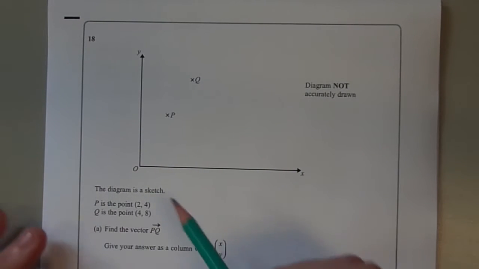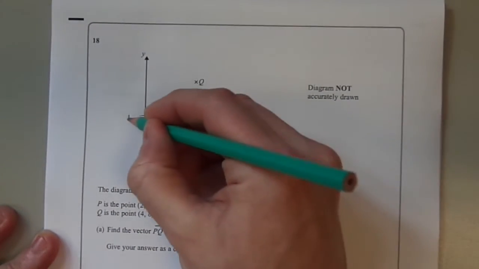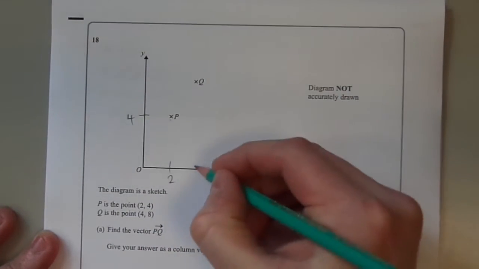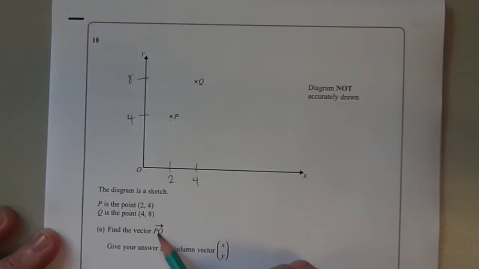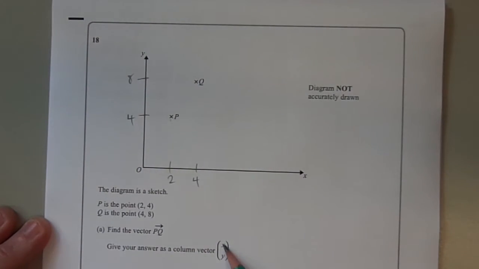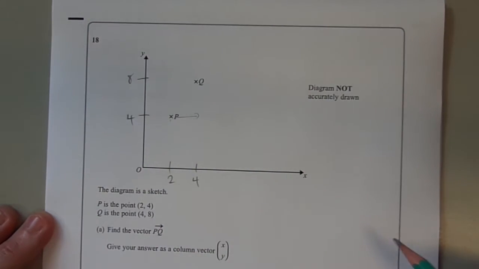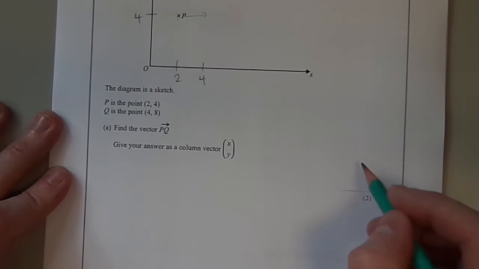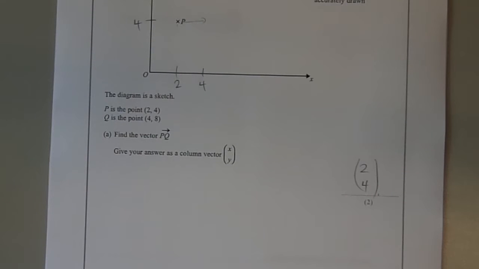Question number 18. P is the point (2, 4). Worth marking these values on your diagram. Q is the point (4, 8). The vector PQ describes the journey to travel from P to Q, where x is the amount of distance you travel in a horizontal direction, which is 2, and y is the amount that you travel in the vertical direction, which is 4. So the vector that describes the journey from P to Q is (2, 4).